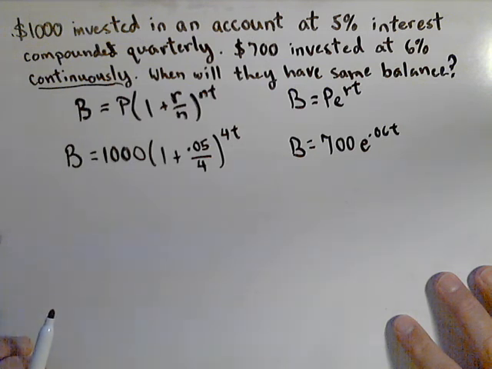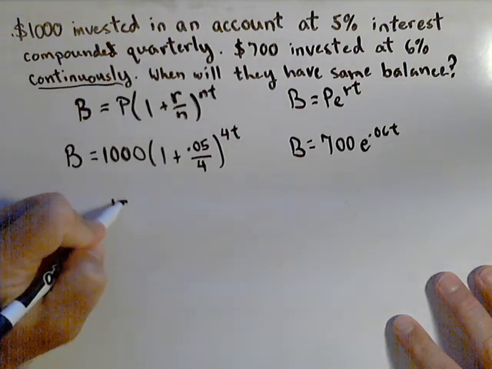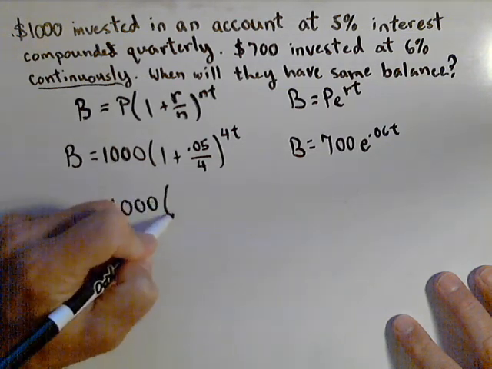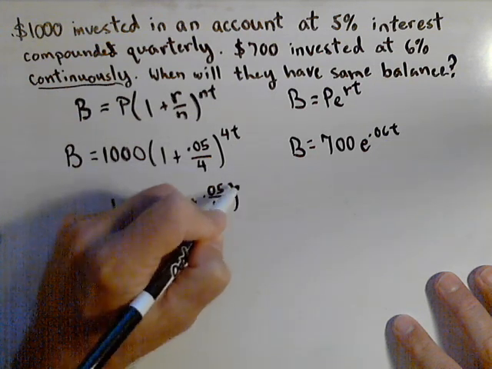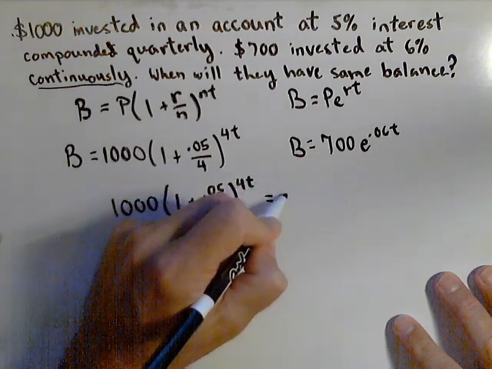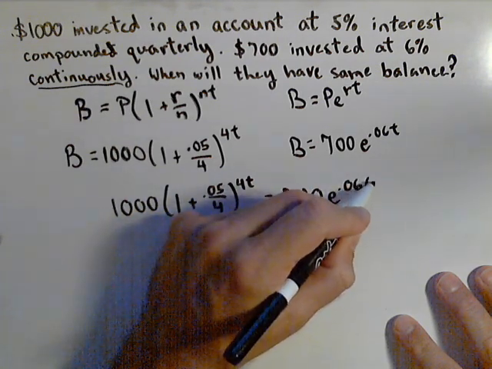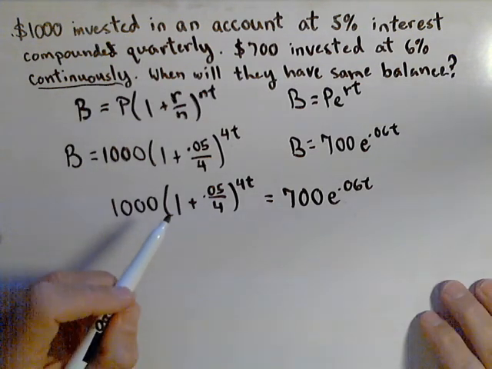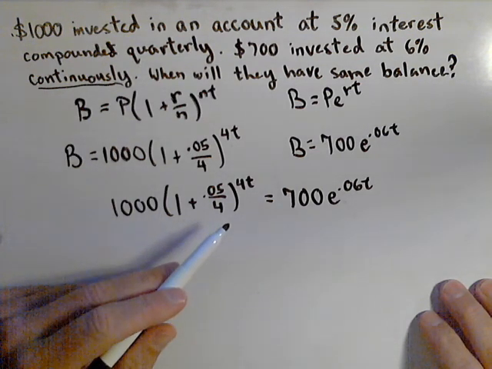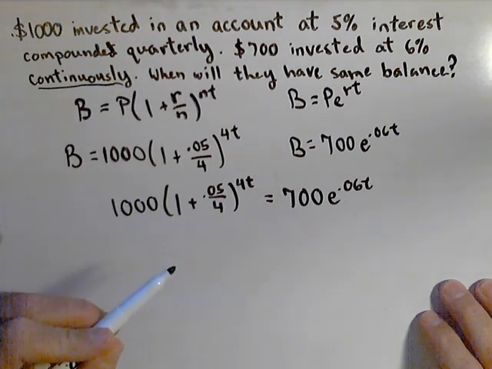Now let's talk about how we can solve this algebraically. Well, we're looking for where the two bank accounts are equal. So we're looking for where 1000 times (1 plus 0.05 over 4) to the 4t equals 700 e to the 0.06t. So we need to solve this equation for t. Again, I'll show you how to do it in the graphing calculator afterwards, but I want to show you how to do it algebraically as well.